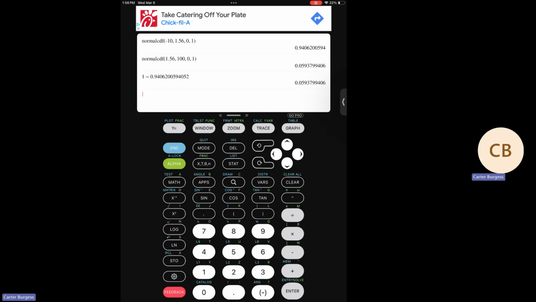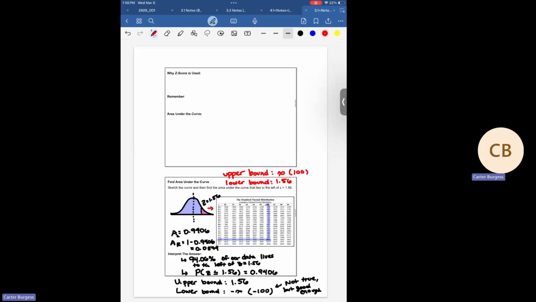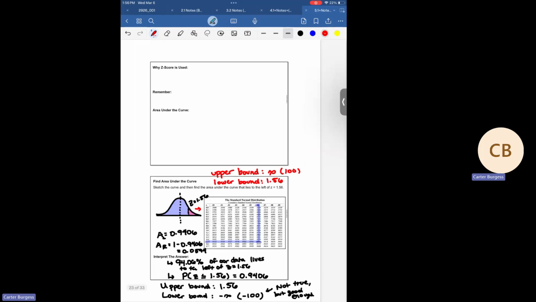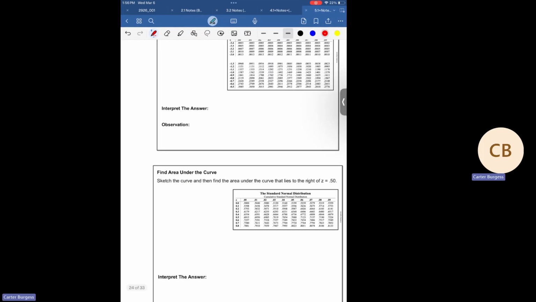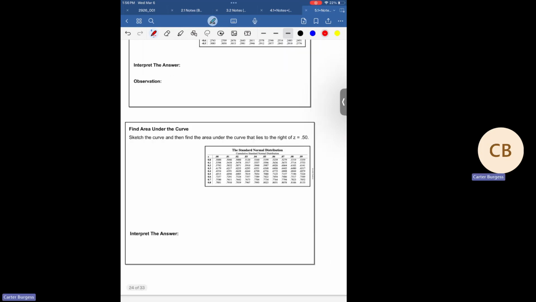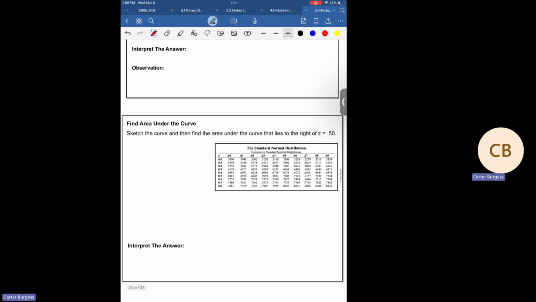Should we try another example? Sure. Is it always about the lower and upper for the normal? No, it's if we're looking to the left versus if we're looking to the right. Let's take a stab at this example here. I want you guys to find both the area to the right and also the area to the left of the z-score 0.50.